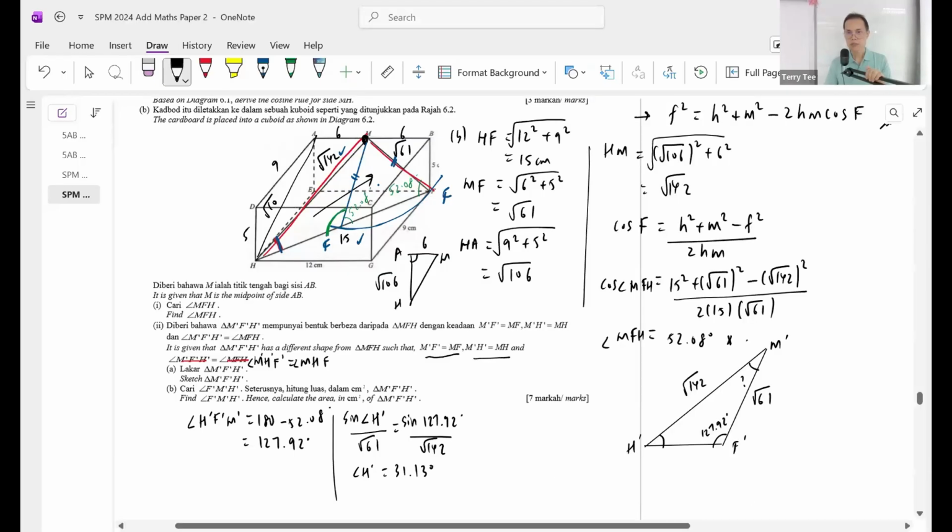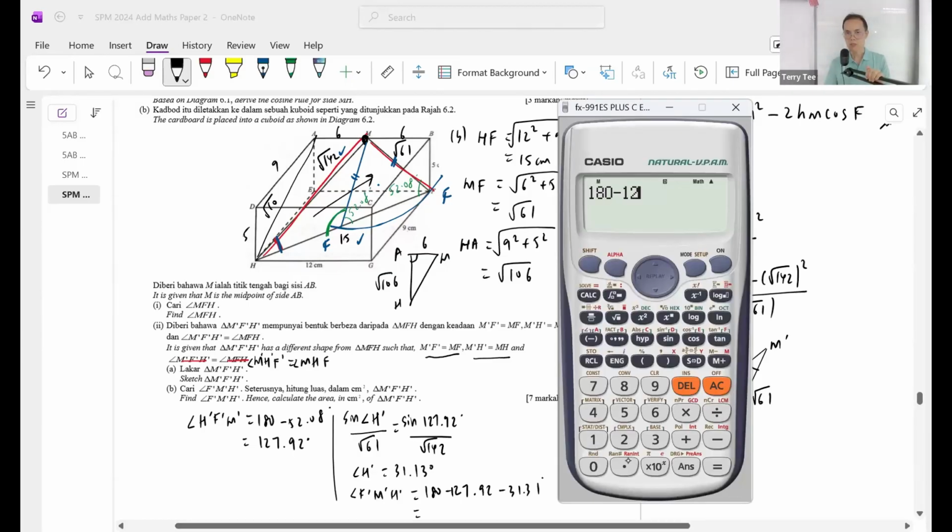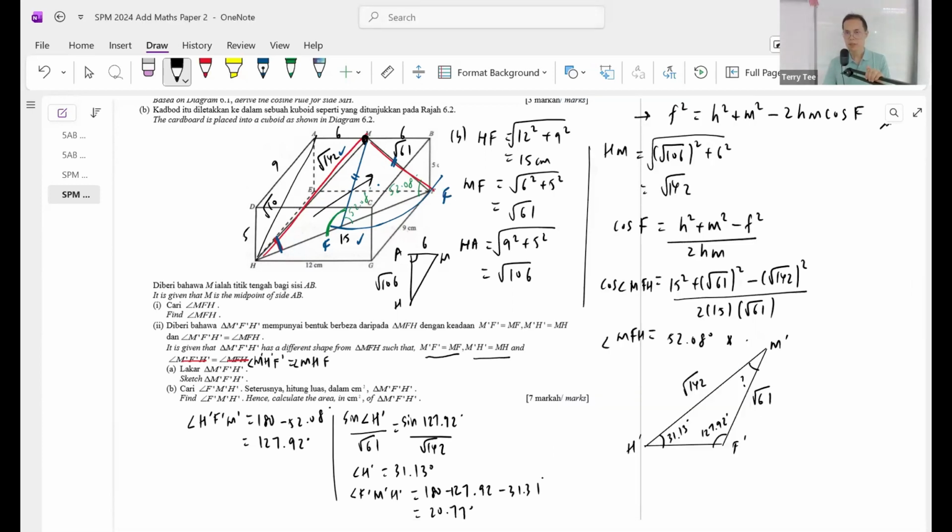31.13, yeah? So if this is 31.13, can you find the other angle? The other angle is M, F prime, M prime, H prime. We do 180 minus 127.92 minus 31.31. Find this angle first. 180 minus 127.92 minus 31.31. So whatever you get, 20.77. Yeah, this is your answer, 20.77.